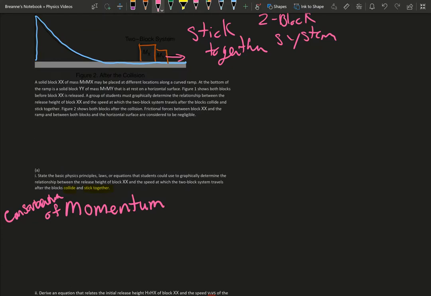Even if you want to write the equation, it sticks together, so it's an inelastic collision. You can put mx times v naught x plus my times v naught y would equal mx plus my times v final. That's basically what they're looking for in that first bit.